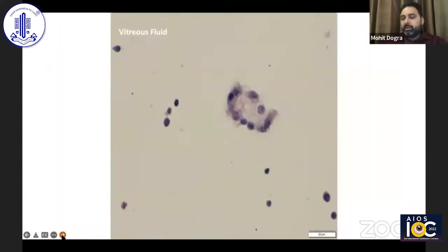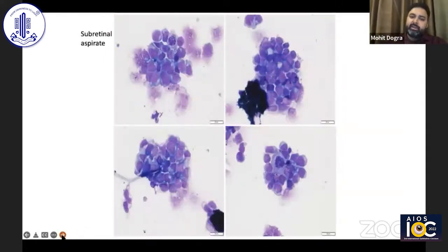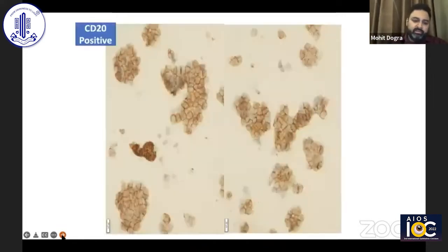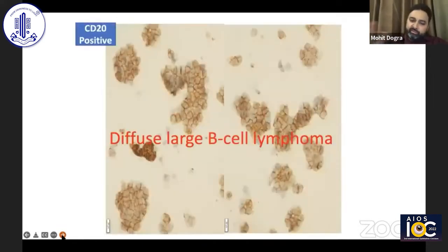Again, this is what the report showed. The vitreous fluid had very, very scanty lymphocytes, and you can see that. However, the subretinal aspirate had a plethora of cells. The yield and the morphology of the cells from the subretinal aspirate that we sent is there for everyone to see. And again, this was CD20 positive and clinched the diagnosis of a diffuse large B-cell lymphoma.